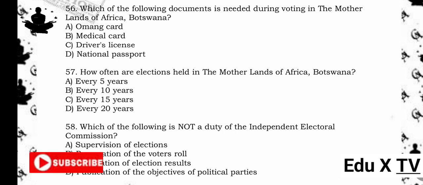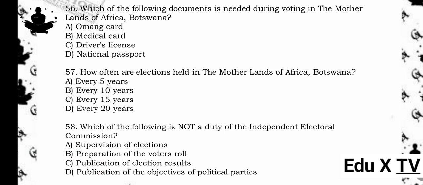57. How often are elections held in the motherland of Africa, Botswana? A. Every 5 years. B. Every 10 years. C. Every 15 years. D. Every 20 years. The answer is A. Every 5 years. Reason being, Botswana holds general elections every 5 years.